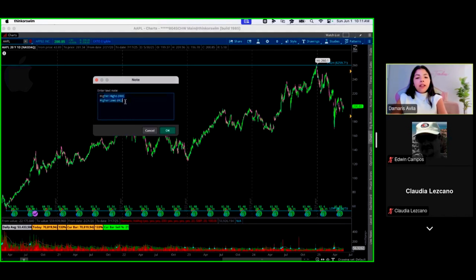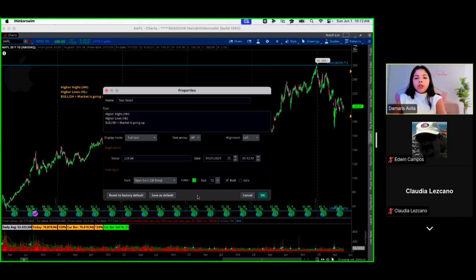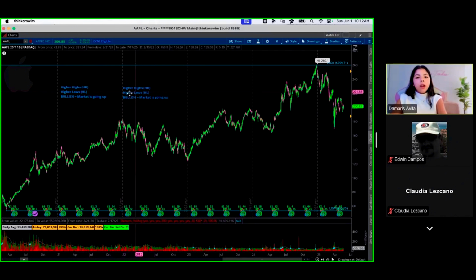So higher highs and higher lows are bullish. And bullish basically means that the market is going up. So higher highs and higher lows, those are both things that are bullish. So for example, here we could put it in green. When we see green on the chart, that is bullish. That means the market's going up.